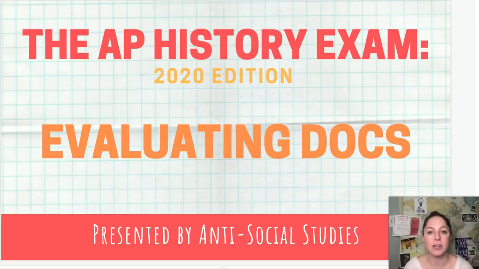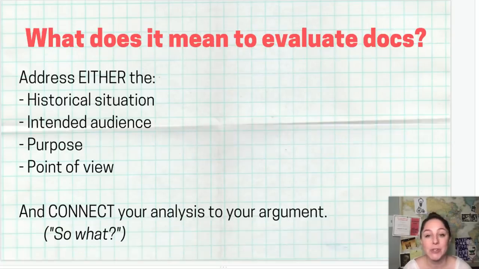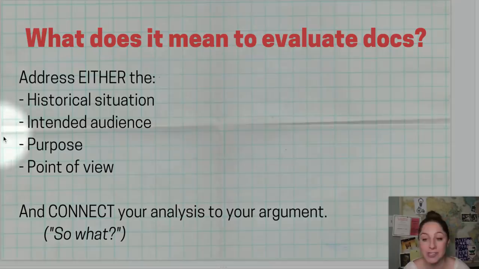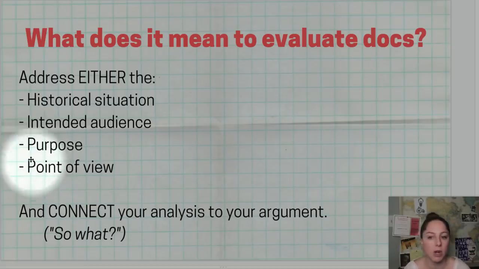So last episode, we talked about using the documents to support your argument, but there are more points to be had for talking about those same documents if you evaluate them. So let's talk about what that means. When the AP exam asks you to evaluate a document, that means they want you to address one of these things, right? You're not addressing all of them for all of the documents. That would be exhausting. They want you to address either the historical situation, the intended audience, the purpose, or the point of view, or a combination of those things. You can overlap and talk about purpose and point of view together. That's totally fine. You only have to do one.